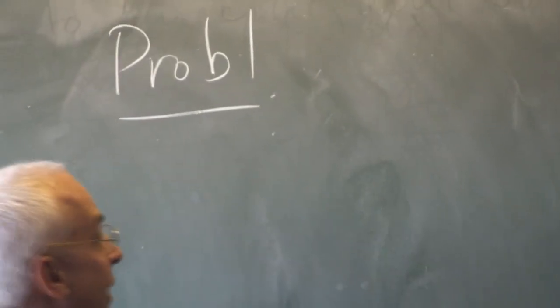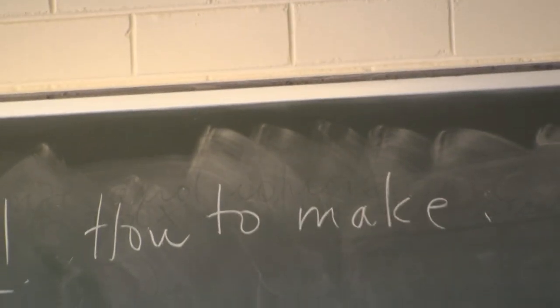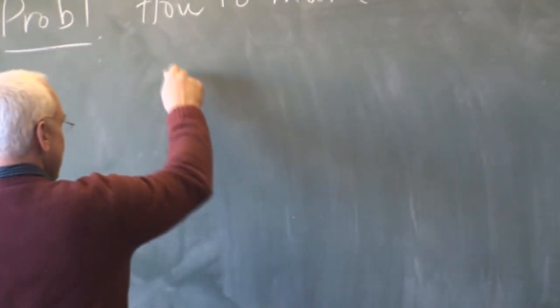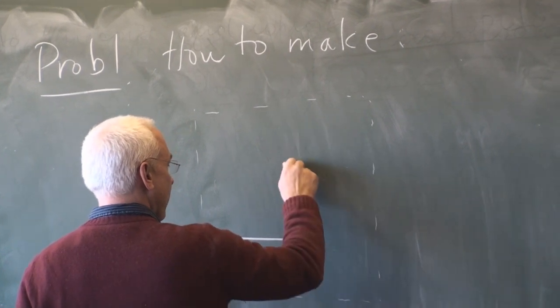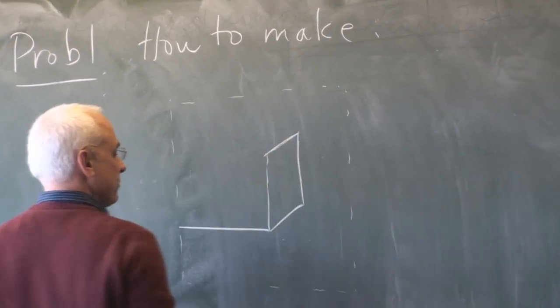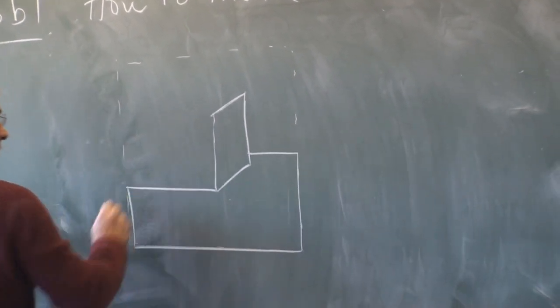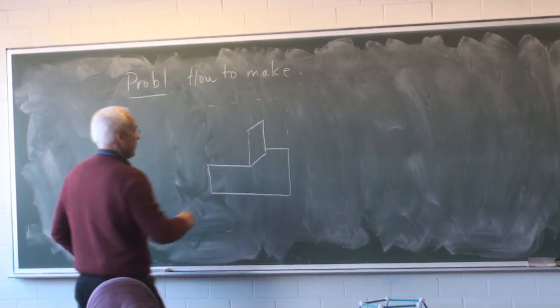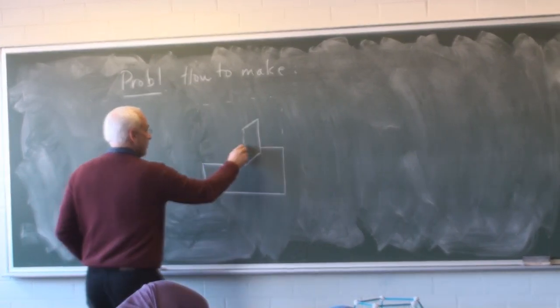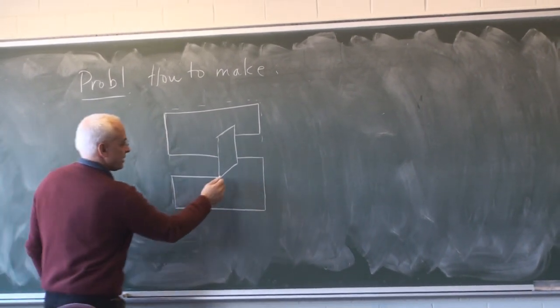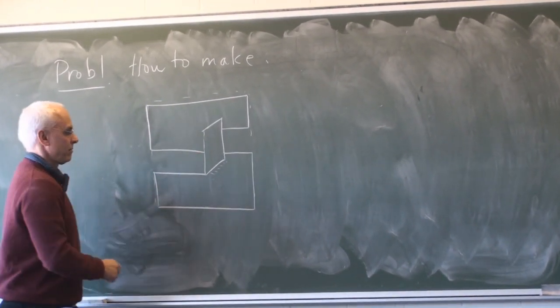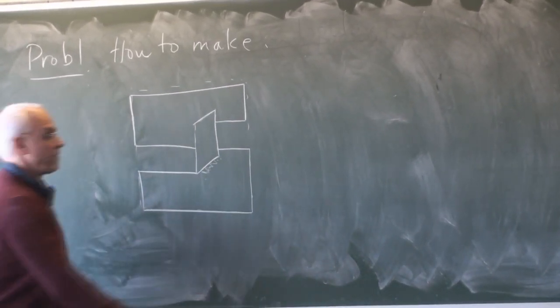Problem one: how to make this. Now I have to draw this thing. The video camera's already got it, but I have to draw it anyway. This might be a little bit challenging. There's a piece that goes up like this, and then there's this fold. Maybe the fold will be like that. Then there's a piece that goes like this, and then the other piece carries on like this. So this is the fold here. Does that look like it?